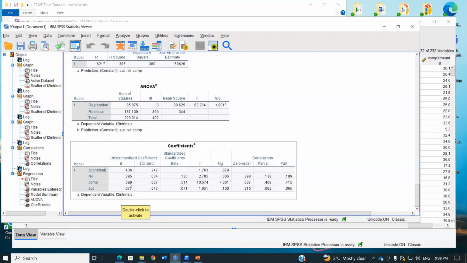And because we're controlling for these other predictors, when we're looking at the relationship between relatedness and intrinsic motivation, we're holding competence and autonomy constant. So it's the expected relationship between relatedness and intrinsic motivation for individuals who are the same on their value of competence and the same on their value of autonomy.